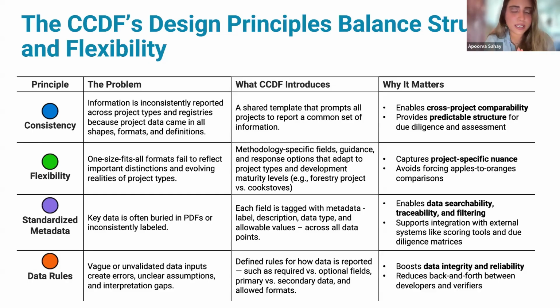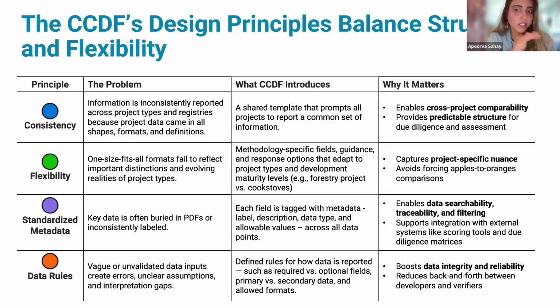Because at the heart of it, I think there's one big data challenge. How do you bring structure to a product that's inherently diverse? So obviously, I'm talking about carbon credits. They come in all shapes and sizes, which is why there are so many different formats and definitions and reporting styles in the first place. Reconciling all of that required thinking through this idea of consistency.